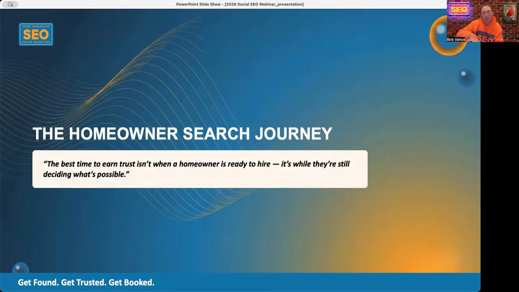And let's think about it from the homeowner search journey point of view. One of the biggest misconceptions that contractors carry is thinking that homeowners search for a contractor the moment they decide to remodel. And that's rarely how it actually plays out. The best time to earn trust is not when a homeowner is ready to hire, it's when they are still deciding on what's possible for their particular project.